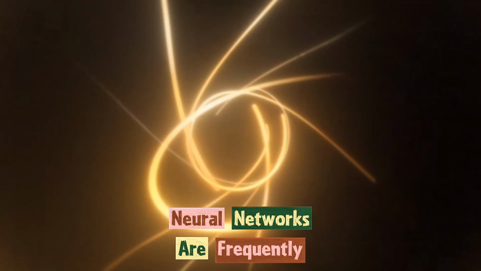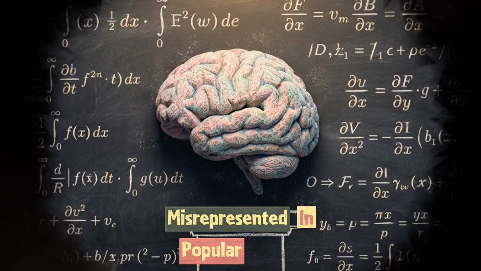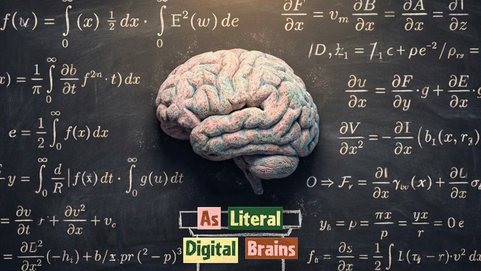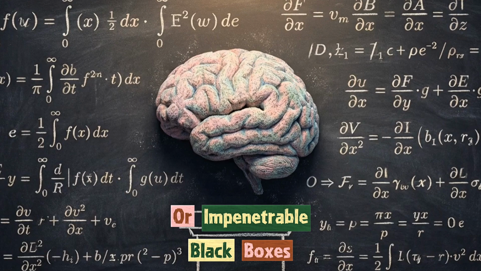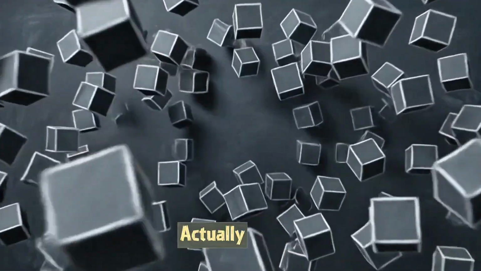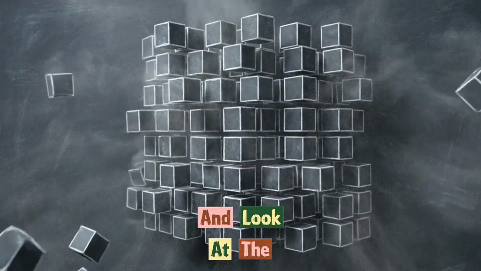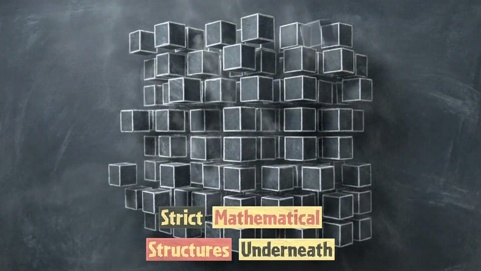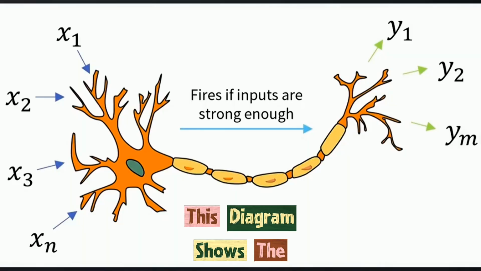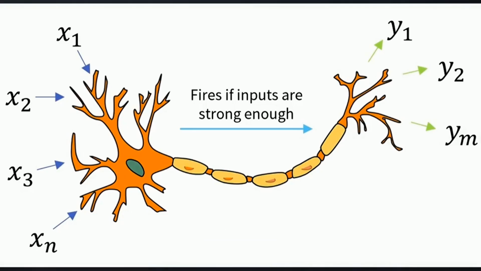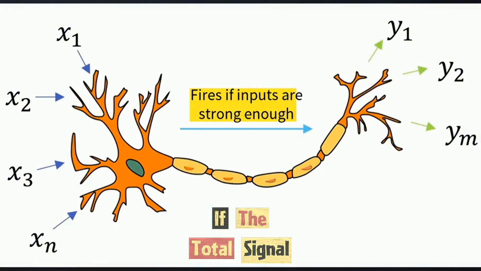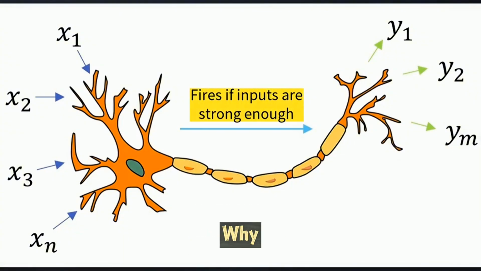Neural networks are frequently misrepresented in popular media as literal digital brains or impenetrable black boxes. To understand how they actually learn, we have to discard the biological metaphor and look at the strict mathematical structures underneath. This diagram shows the standard biological analogy. In this model, a neuron receives inputs, labeled here as x1 through xn, aggregates those signals, and if the total signal is strong enough, it fires an output, y.